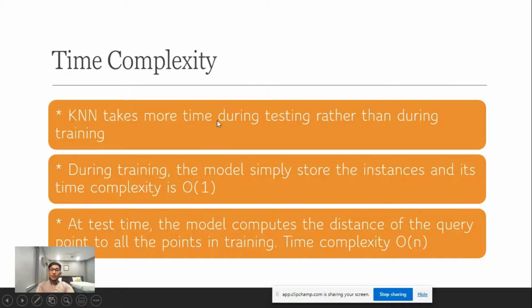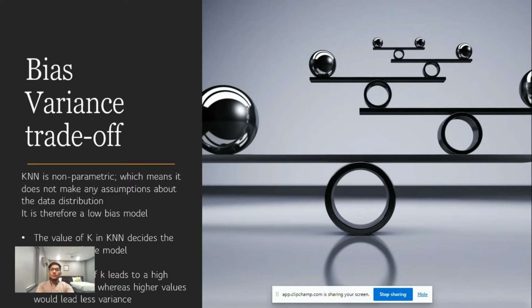Now, talking of the time complexity, the training time complexity is nothing, it just stores the training instances, so it would be order of 1. However, it would take a lot more time during testing because all the computation takes place at prediction time. At test time, the model computes the distance of the query point to all points in training. So time complexity for each query point would be order n. If there are m query points, it would be order mn.